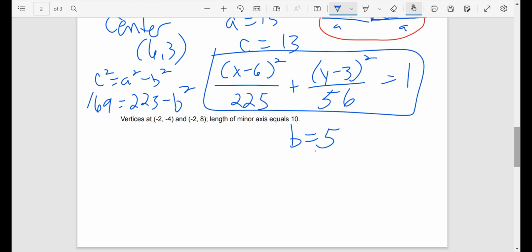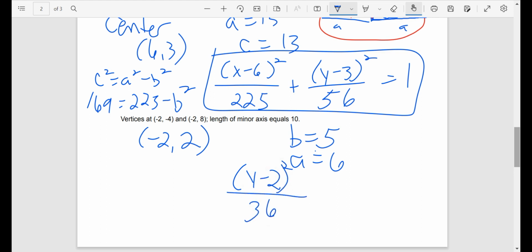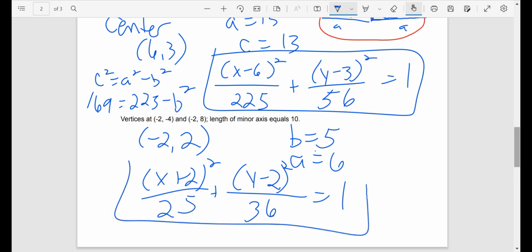And now if vertices are at these points, halfway in between them will give me a center of negative 2, 2, giving me an a equal to 6. Now what's changing here? The y. So since the y is changing with our vertices, the y squared is going to get our 6. So (y minus 2) squared over 36 equals 1, plus (x plus 2) squared over 5 squared, 25. There we go.